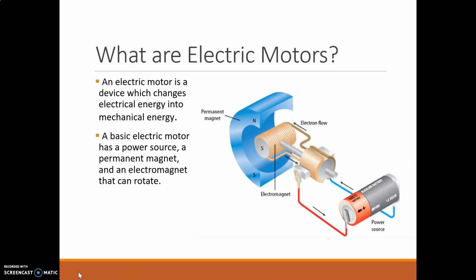So now we can look at electric motors. This is when electrical energy is converted into mechanical energy. The most basic electric motor is going to have three parts. It's going to have a power source, a permanent magnet, and then an electromagnet that can rotate. So you can see the picture to the right. The electrical energy is coming from a battery. We have our electromagnet and then our blue permanent magnet. So we have the ability for that electromagnet to rotate along that permanent magnet.